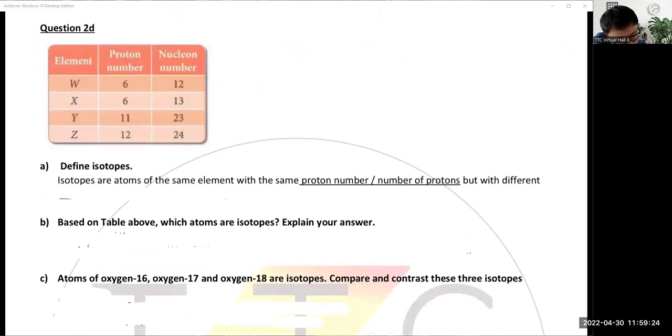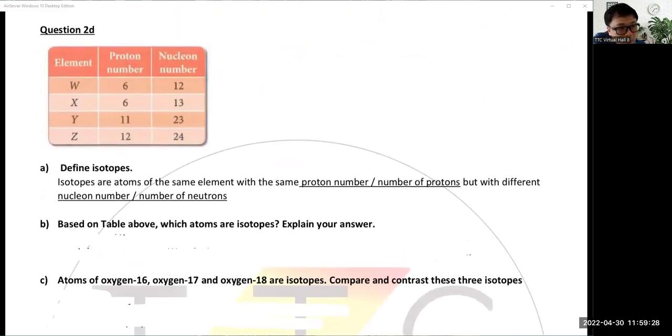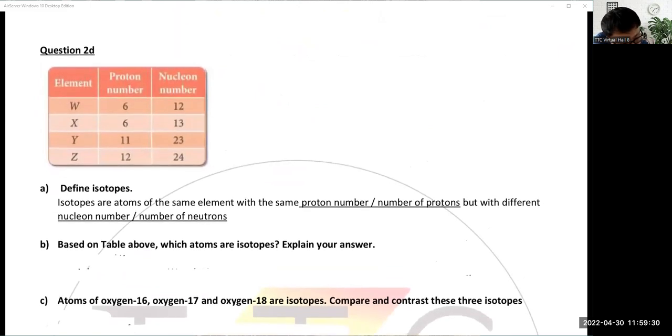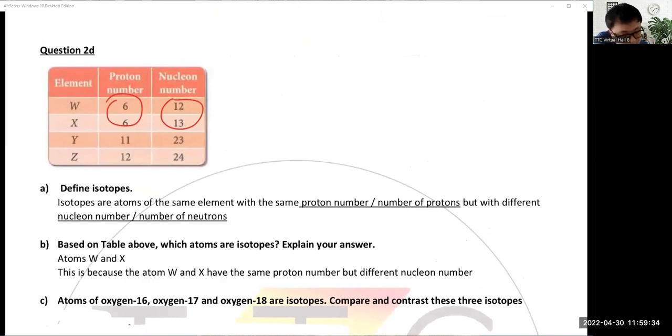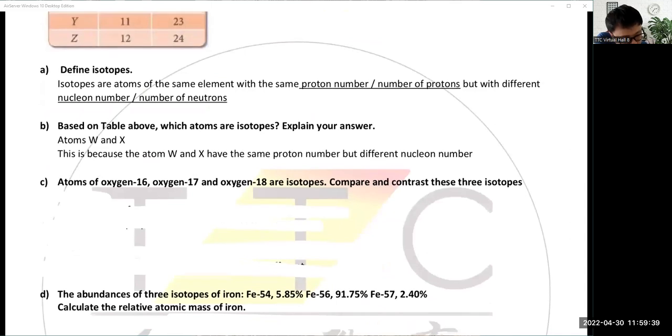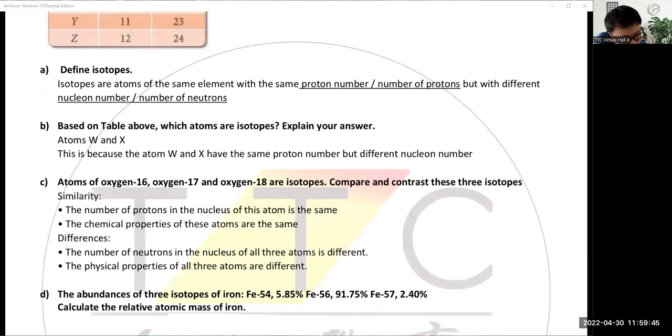Okay, what is meant by isotope? Either you write proton number or neutron number. Which one is an isotope? So we check here. These 2 have the same protons, different neutrons. So this will be the answer, W and X. So oxygen 16, oxygen 18, oxygen 17. What is the difference? You can write that the number of protons is the same, the number of neutrons is different. Then the chemical property is the same, the physical property is different.